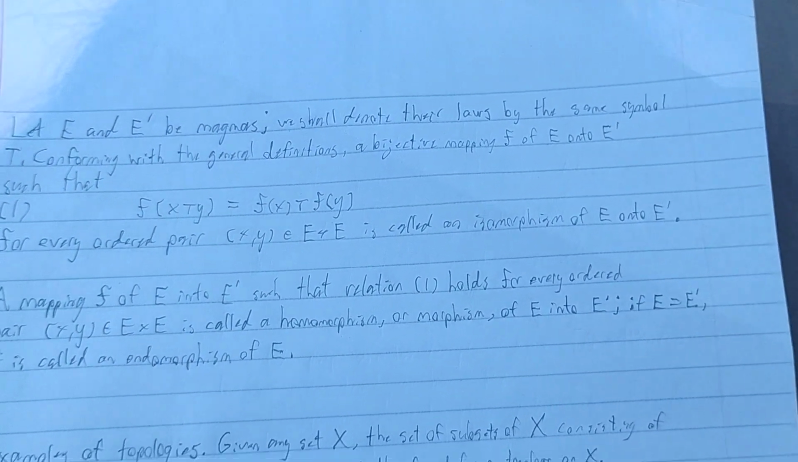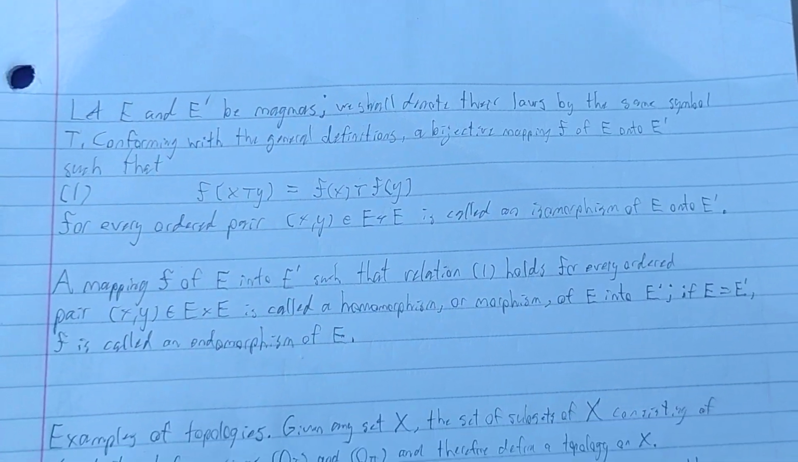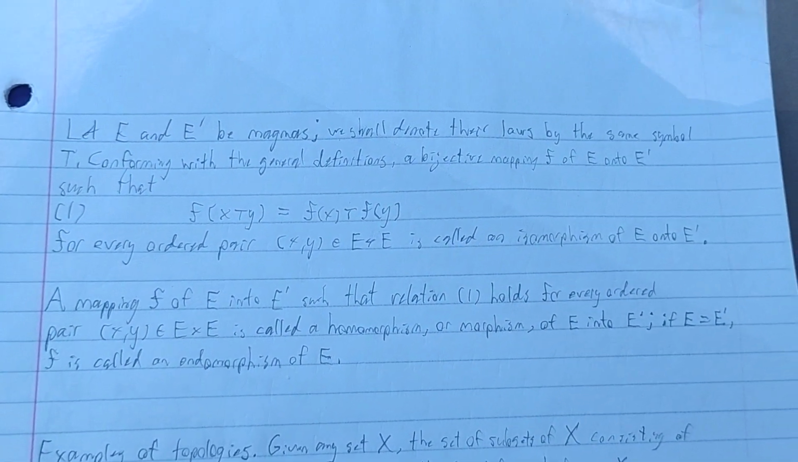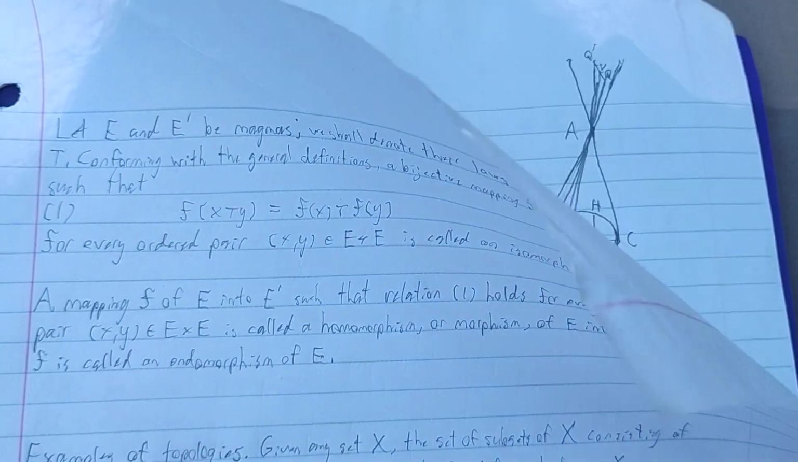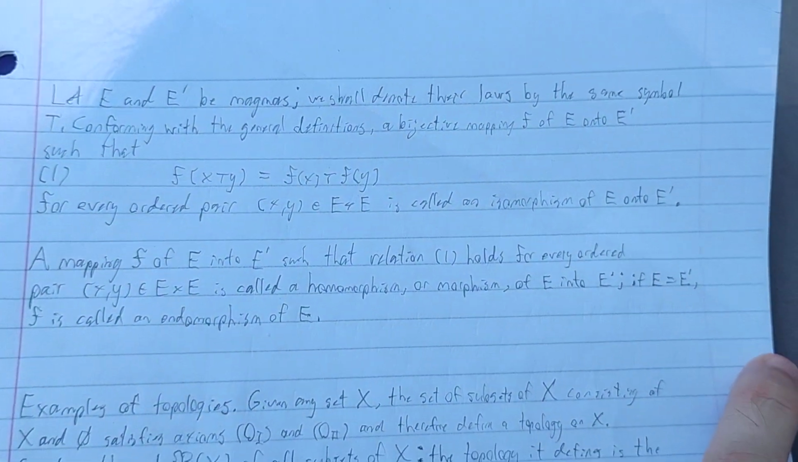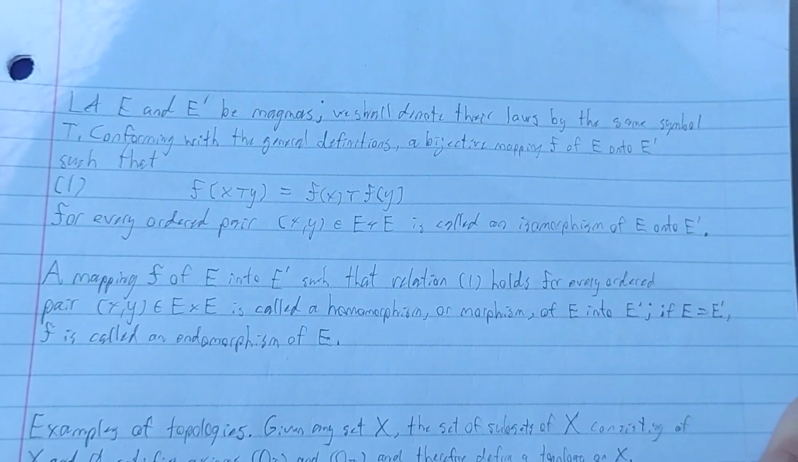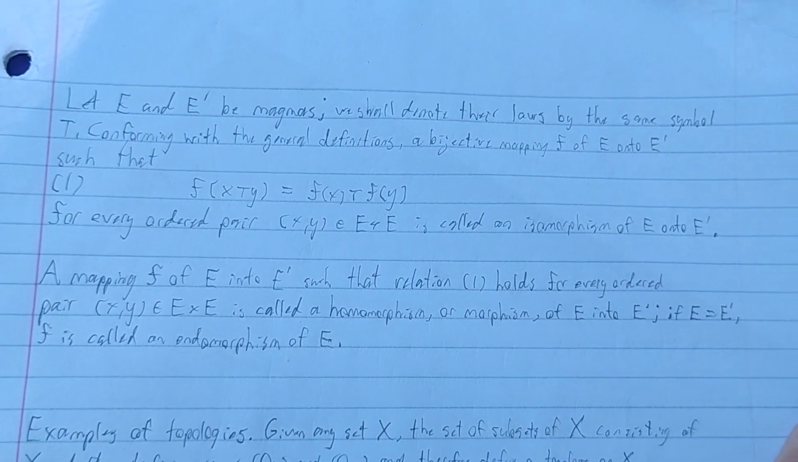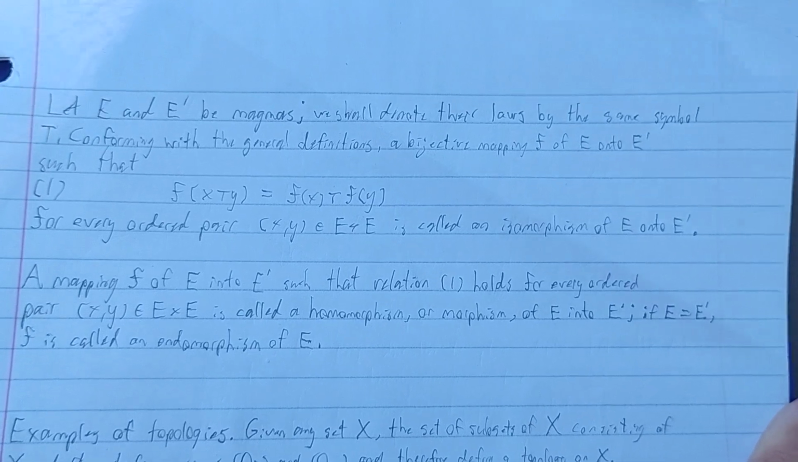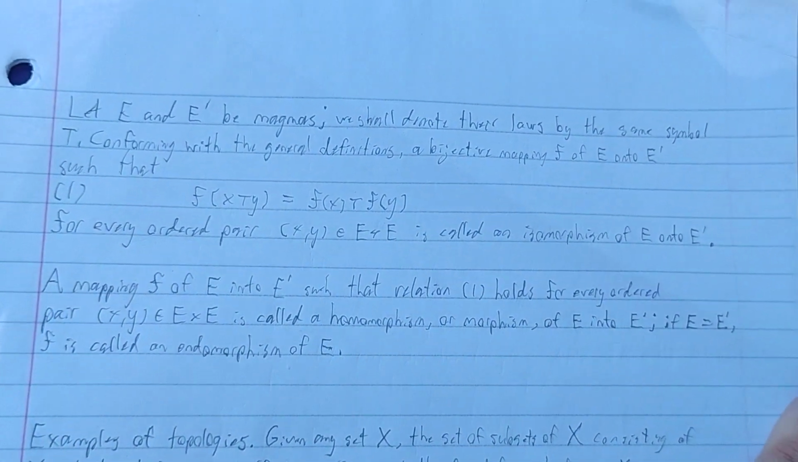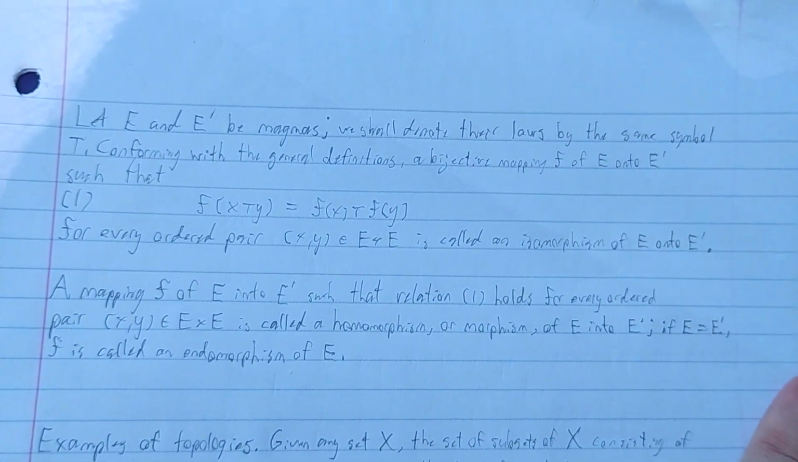Conforming with the general definitions, a bijective mapping f of E onto E' such that f of x T y equals f of x T f of y for every ordered pair (x, y) of E × E is called an isomorphism of E onto E'. A mapping f of E into E' such that relation 1 holds for every ordered pair (x, y) of E × E is called a homomorphism or morphism of E into E'. If E equals E', f is called an endomorphism of E.